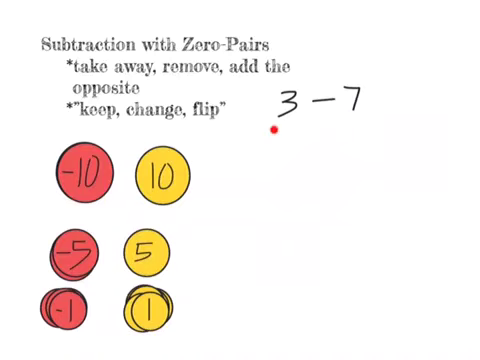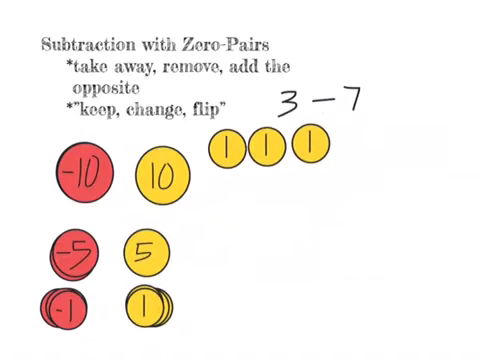Alright, next problem. Let's try 3 minus 7. So I'm starting with 3, so I'm going to bring over 3 positive counters, 1, 2, 3. And I need to remove 7. Problem is, I only have 3. I can't take 7 away from 3. I need to increase the number of counters I have here so that I can take 7 away. I can't just add more positive counters, but I can add as many zero pairs as I want to. Because remember, we can add zero pairs, and we're not going to change the value of the 3. So I can add 4 more zero pairs.